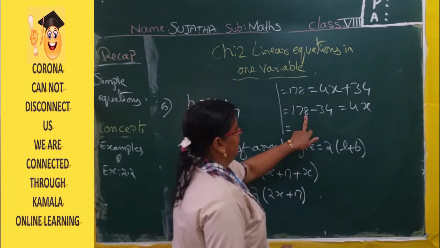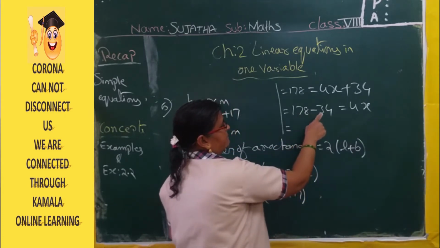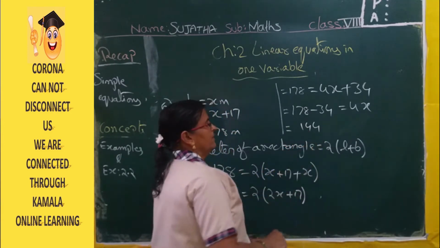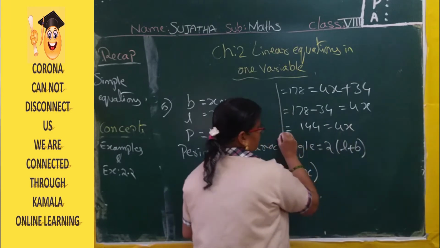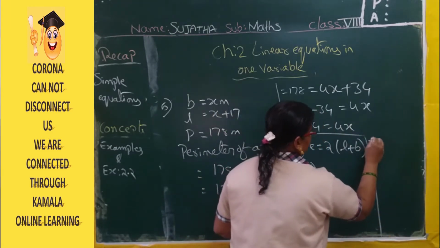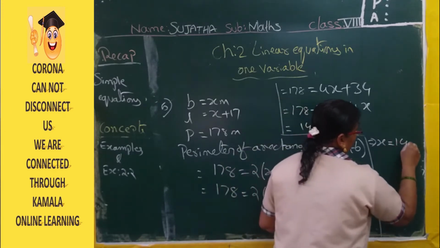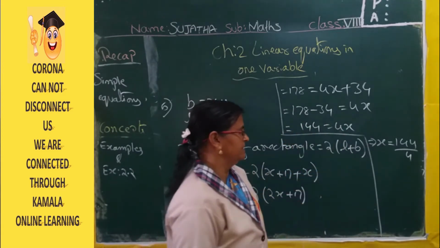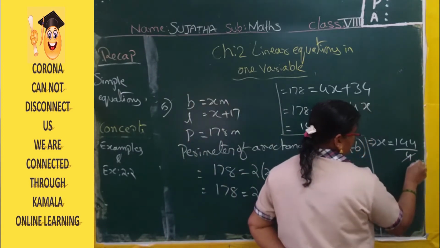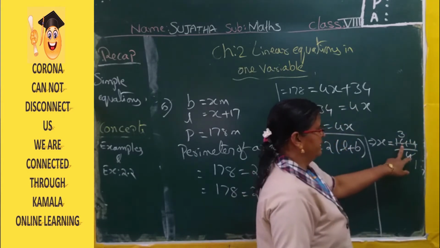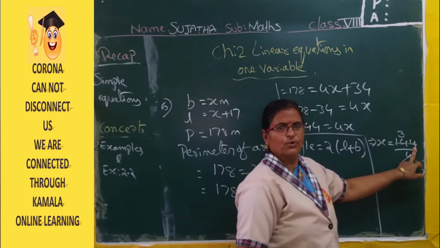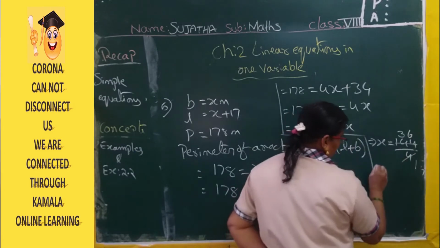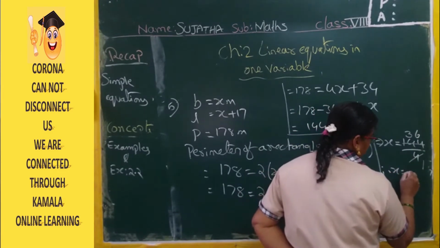Now subtract it. 8 minus 4, 4. 7 minus 3, 4. 1. How much did we get? 144. 144 is equal to 4x. It implies x is equal to 144 by 4. This 4 is in multiplication. When it goes to that side, it changes into division. Now we will see the 4 table. 4 1s are 4. 4 3s are 12. 14 minus 12, 2. 2 4, 24. In the 4 table, how many times will 24 come? 6 times. 4 6s are 24. Therefore, x is equal to 36.